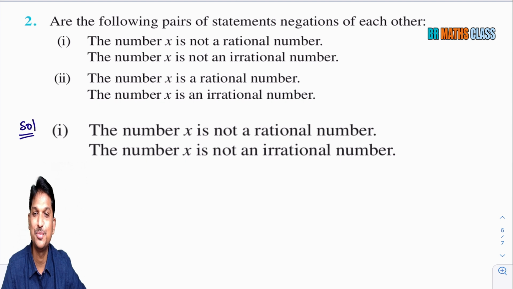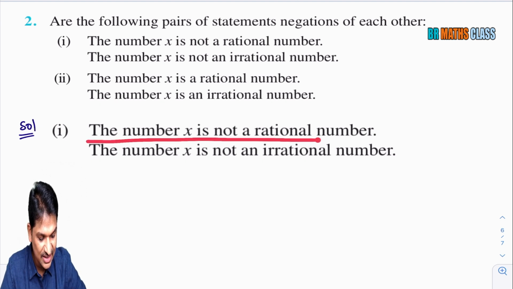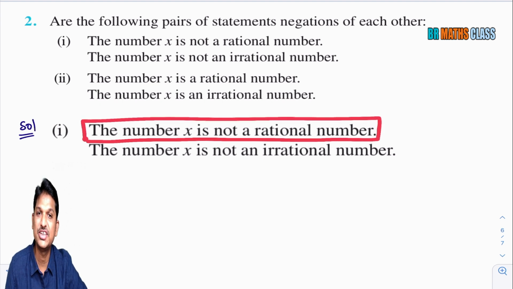Try to understand this, please. The number which is not irrational. Listen carefully, you will confuse easily. The number which is not irrational is what? I am asking you. The number which is not irrational is a rational number. If it is not irrational, then it is a rational number. Got the point? Here, look here. The number x is not a rational number.